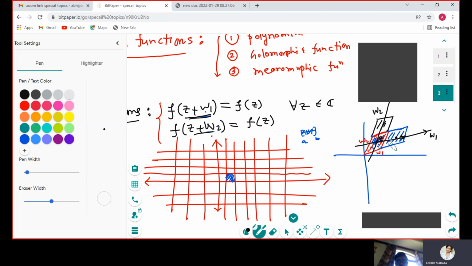So the red box, you can translate to the left side, and you can translate vertically upward. Similarly, if you translate this here, you will get here, right? So the whole complex plane you can cover by the red domain. And if you know the functional value on the red domain, you can determine the functional value on all the rest of the part.